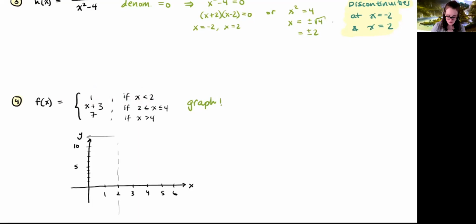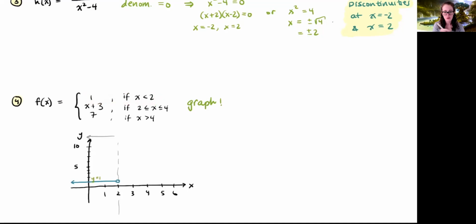So the function y equals 1 is just a horizontal line. I'm putting an arrow in this direction because it goes on forever that way. And then when we get to 2, we are not actually following this equation anymore. We're jumping to the next one. So when we get to 2, we're going to have an open circle down here on that point. Okay, so this is the equation y equals 1.